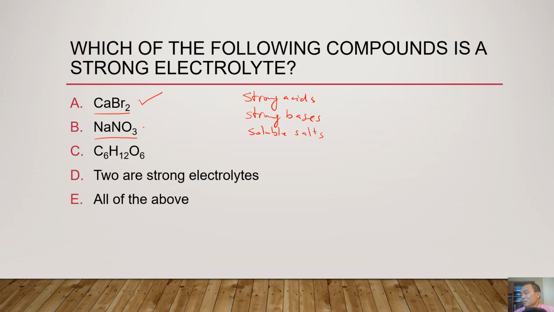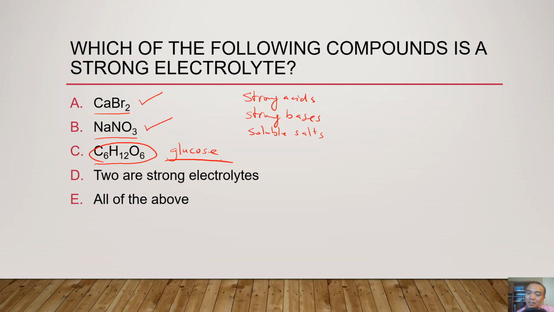The second one, soluble salt. How do we know? You look at the solubility, which we will go over in a few examples next. This one is a non-electrolyte. This is actually glucose.